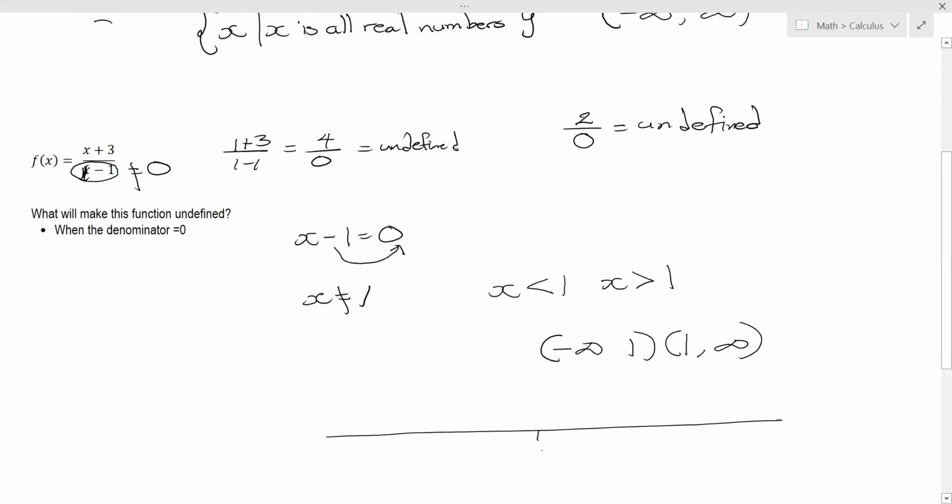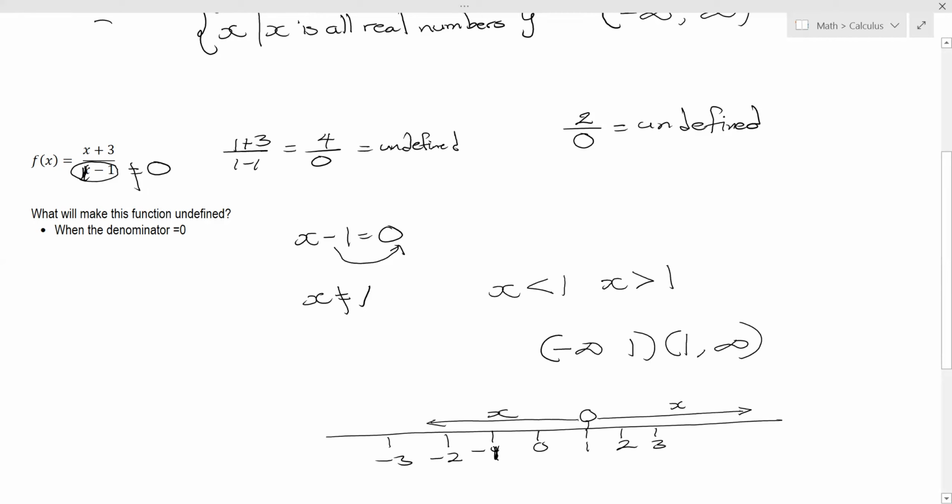Okay, let's look at 0, 1, 2, 3, -1, -2, -3. So you can see we can draw a circle at 1 where x can be greater than 1, going like this. x can be less than 1, but x cannot be equal to 1. So we don't shade this circle.